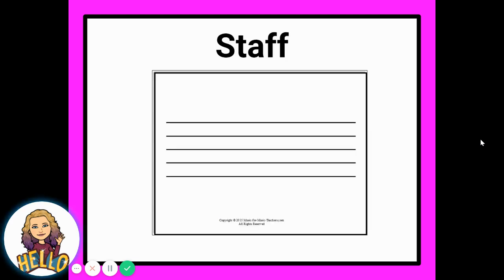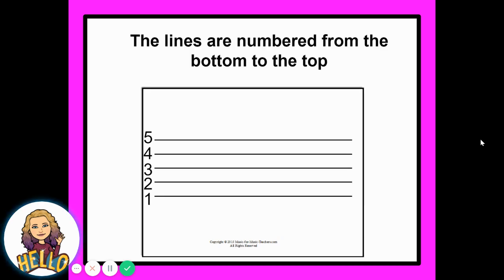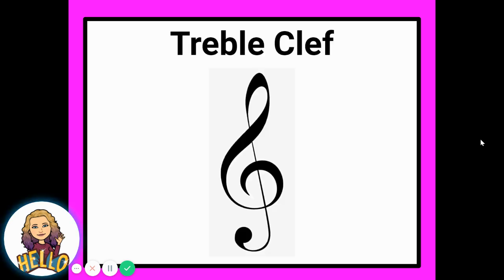The first symbol we're going to learn is called the staff. As you can see, the staff has 5 lines and the 4 spaces in between. This is where the notes and rests that you'll be playing and singing this year will be written. The lines are numbered from bottom to top, 1, 2, 3, 4, and 5, and so are the spaces, 1, 2, 3, and 4.